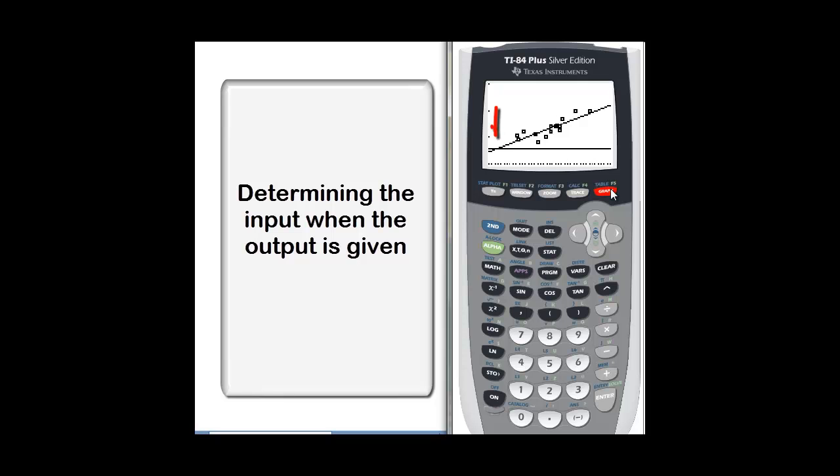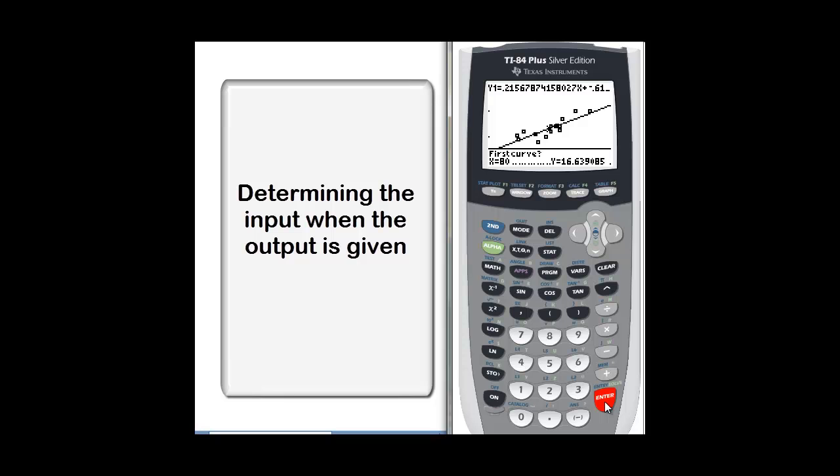Now you have two lines, and you can find the intersection of the line. To find the intersection, press second trace to get to calculate. Use the down arrow, or just press 5 to select intersect, and press enter.